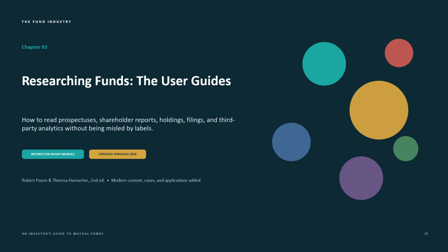Welcome to Chapter 3, Researching Funds, the User Guides. Most investors begin with the fund's name and its recent return. That is convenient, but it is usually the wrong order. In this chapter, we will learn how to read the documents, holdings, filings, and analytics that sit behind the label.